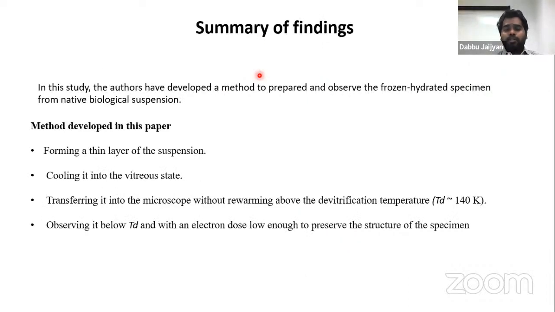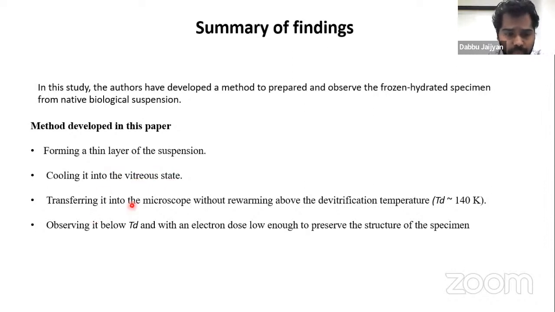And let's go into the detail now. In this paper, the authors have developed a method to prepare and observe frozen hydrated specimens from native biological suspensions. These are the 4 steps that were detailed in this paper. First, forming a thin layer of suspension, like applying a sample to the grid and then blotting it, and then cooling it to the vitreous state.